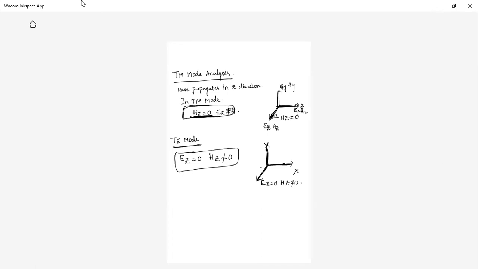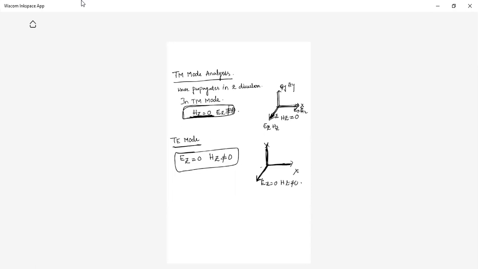Did you understand what I said? What is transverse magnetic means Hz is 0. But Ez doesn't become 0. In which direction? In Z direction. But we are not talking about the X and Y direction. In the X, Y direction, magnetic field components may exist. Okay. So this is the thing you have to be careful about, and you should understand what transverse magnetic means.